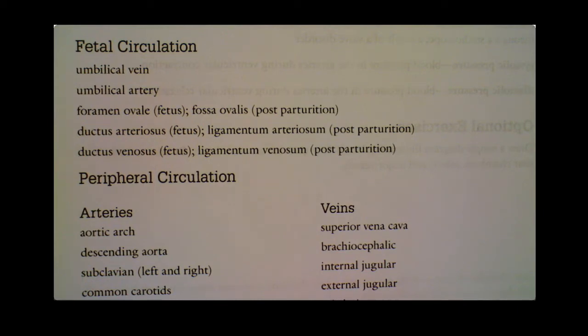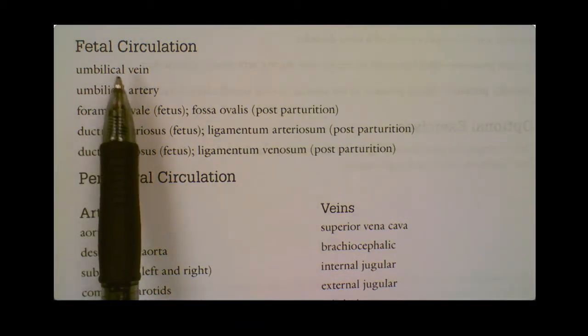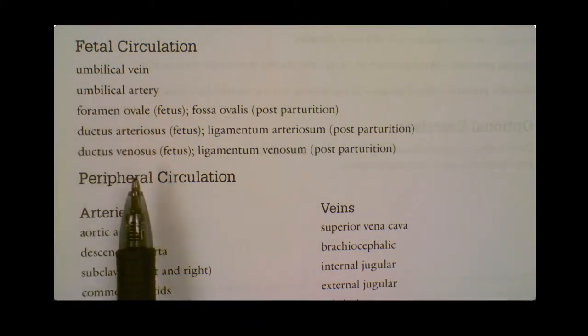Okay, everyone, so I promised a video on the fetal circulation. And if you look at your lab book on page 83, you'll find the list for fetal circulation. And this is actually pretty easy. We only have a few structures that we need to know.